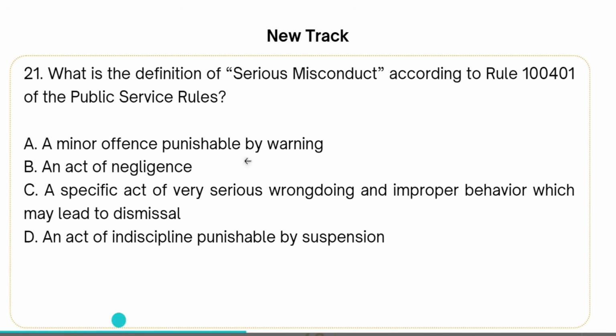Question 21. What is the definition of serious misconduct according to Rule 100401 of the Public Service Rule? A. A minor offense punishable by warning. B. An act of negligence. C. A specific act of very serious wrongdoing and improper behavior which may lead to dismissal. D. An act of indiscipline punishable by suspension.